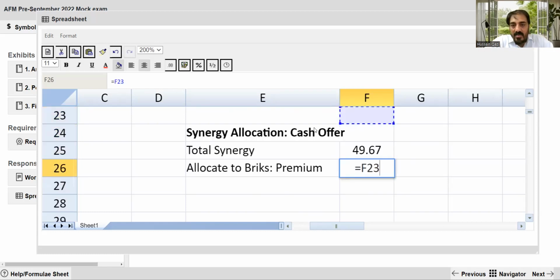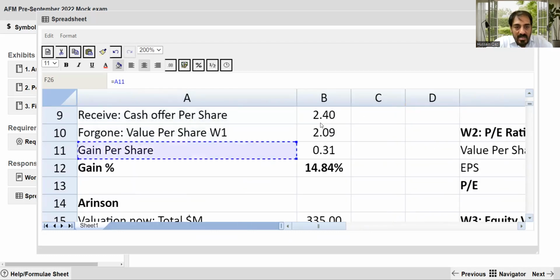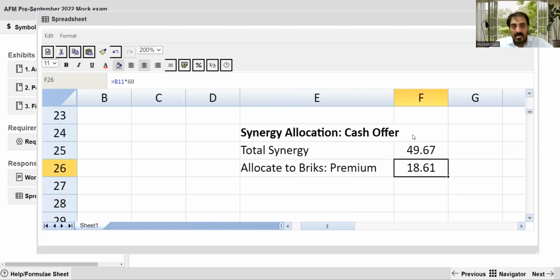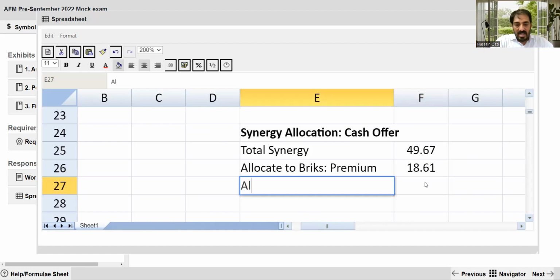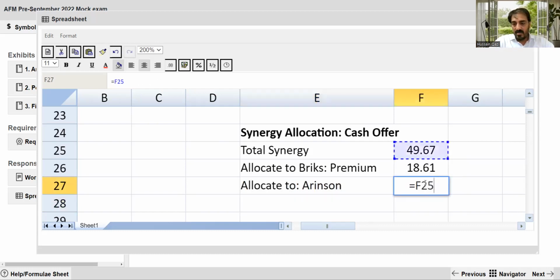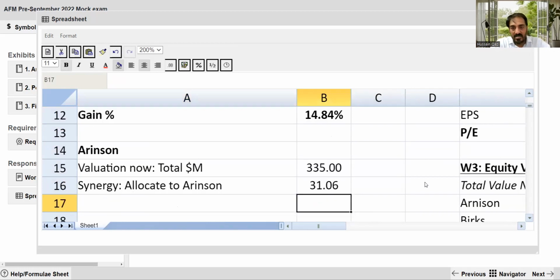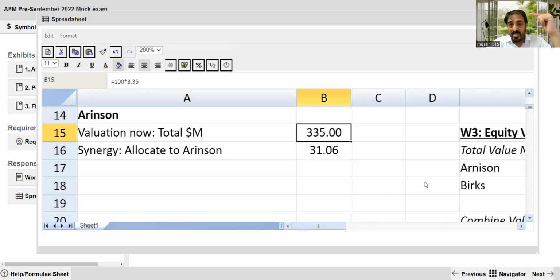How to calculate? With the cash offer, we are planning to give 0.31 per share multiplied by 60 million shares of the Bricks. So that means the premium we are offering is 18.61. So the synergy allocated to the acquirer, and who is the acquirer here? Aronson. 49.67 minus this is 31.06. So this is F27.